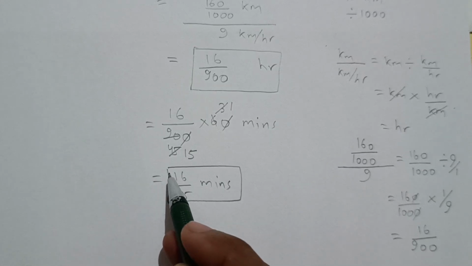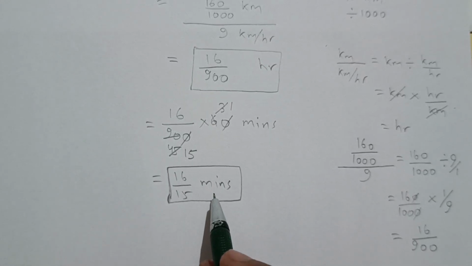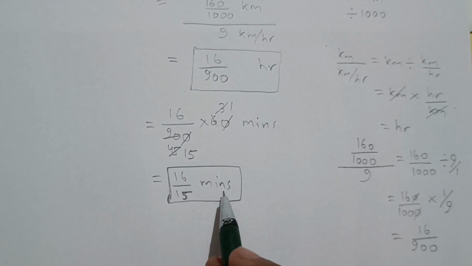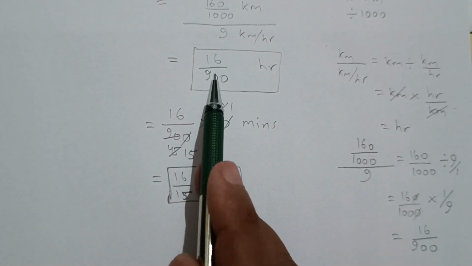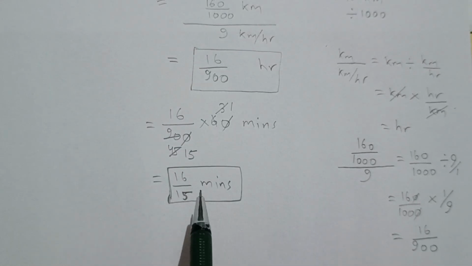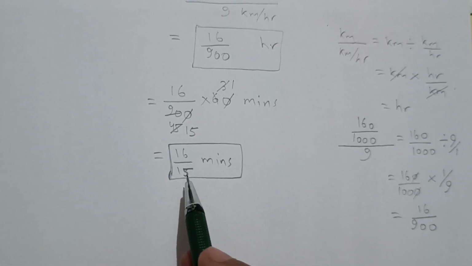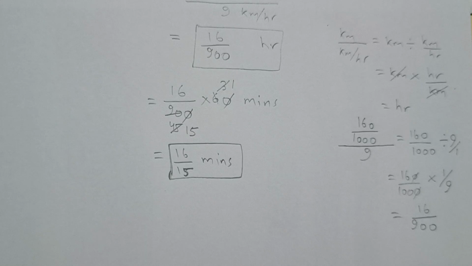And this is also not very pleasant to hear. If I say this to anybody, he might be looking for a much simpler answer. So let us convert this also into a simpler answer. See, both of them are correct. If you give your answer as 16 by 900 hours, that is correct. If you give your answer as 16 by 15 minutes, that is also correct. But let us try to make it simpler. So now I will convert 16 by 15 minutes into seconds and see if that answer is much simpler.